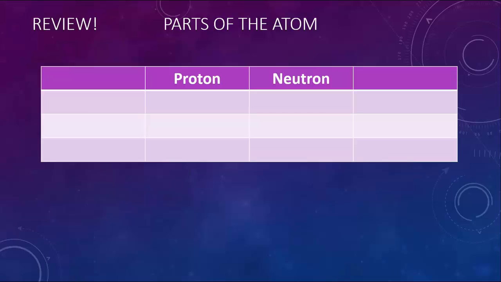What should definitely not be new to you are the three basic parts of the atom. All atoms in the universe are made up of protons and neutrons, which exist inside the nucleus of the atoms, and electrons, which exist outside of the nucleus. There are two basic properties of these particles that we need to be familiar with.